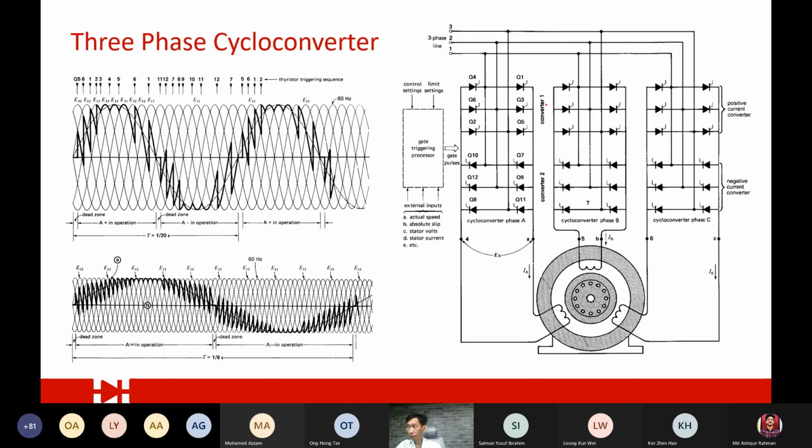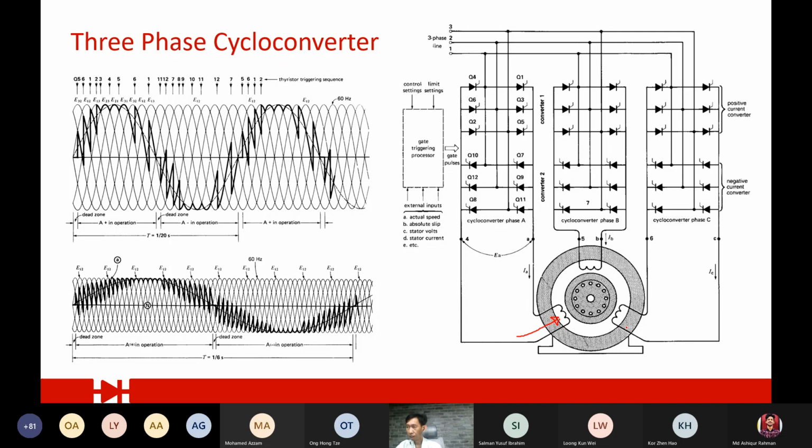Okay, again, you will see that this is the motor, a 3-phase machine, and 1 phase here. You will have a 3-phase positive converter, negative converter, right? It will connect to 1 phase of the coil of the stator. In other words, you connect to 1 phase of it, and then the second phase, the same set, is connected to the second phase of the stator, and the third phase connected to the third phase.